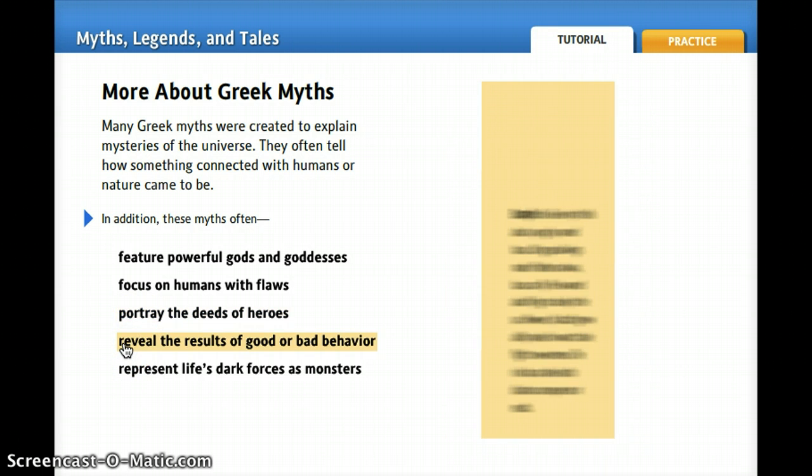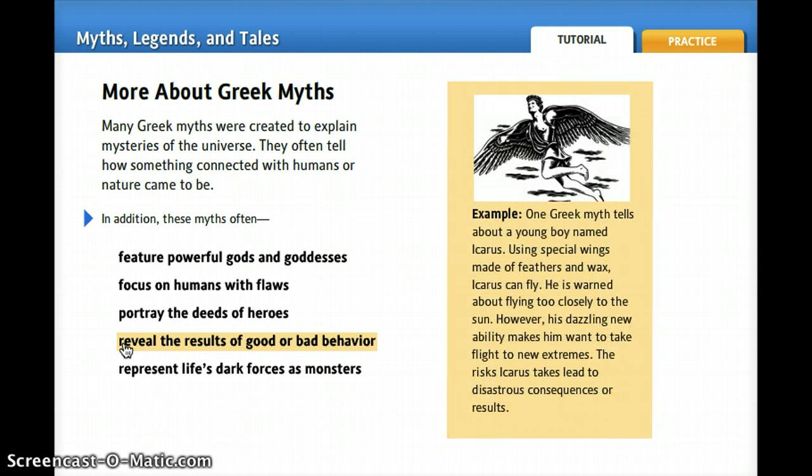They reveal the results of good or bad behavior. For example, one Greek myth tells about a young boy named Icarus. Using special wings made of feathers and wax, Icarus can fly. He is warned about flying too close to the sun. However, his dazzling new abilities make him want to take flight to new extremes. The risk Icarus takes leads to disastrous consequences.